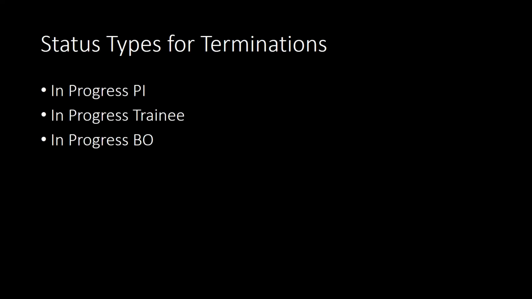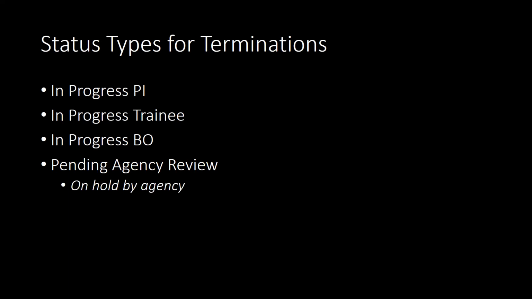So I'd like to go through the status for the terminations. At the top of that box, that picture I showed you, it starts in the in progress PI. It starts in their queue. They route it to the trainee. The trainee enters their scientific report and their employment information. They route it to the business official. And then the business official, once it's reconciled, would route it to the agency.